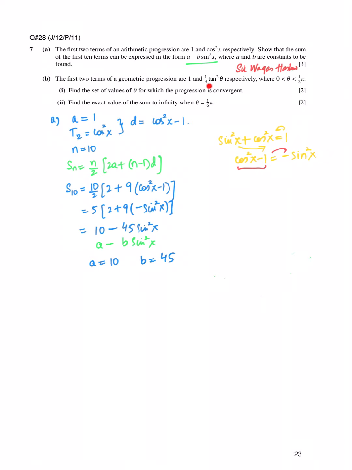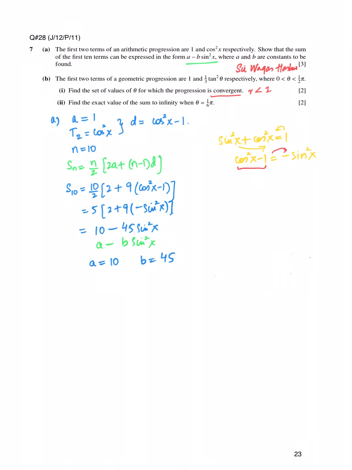Alright, in part B it says that the first two terms of a geometric progression are 1 and 1 over 3 tan square theta respectively, where theta is greater than 0 and less than 1 upon 2 pi. Part 1, find the set of values of theta for which the progression is convergent. Now the first thing that is very important: what is convergent? Convergent means that the value of r should be less than 1.